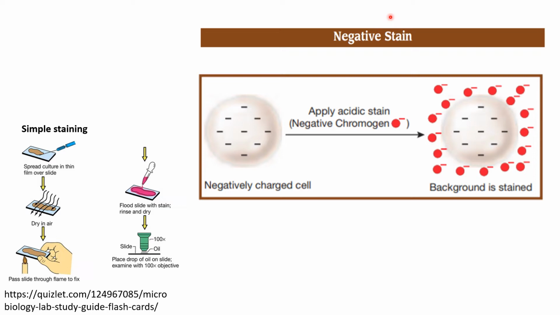Also, determining the accurate size is crucial for negative staining, because negative staining minimizes cell shrinkage. Why? Because we didn't pass the slide through the flame to fix the specimen. Therefore, again, we minimize cell shrinkage by negative staining.